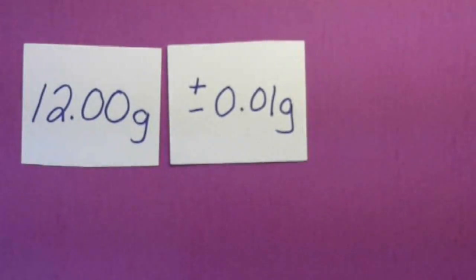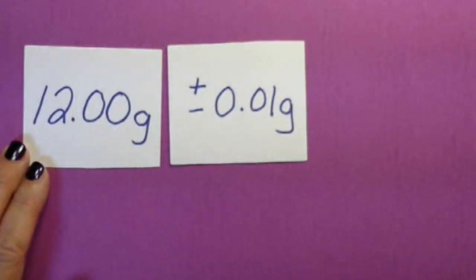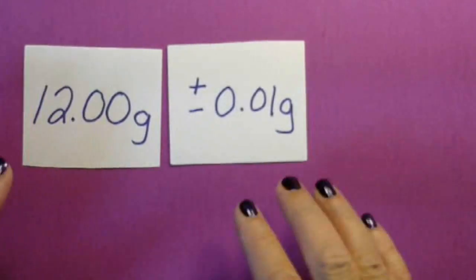This also tells you how many significant figures there are, and we count them very easily. That's 1, 2, 3, 4 significant figures. And we'll learn later what the significance of that is.